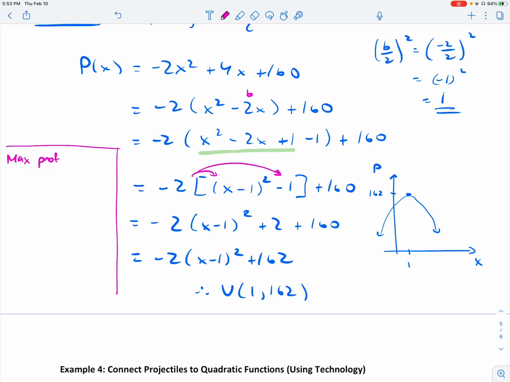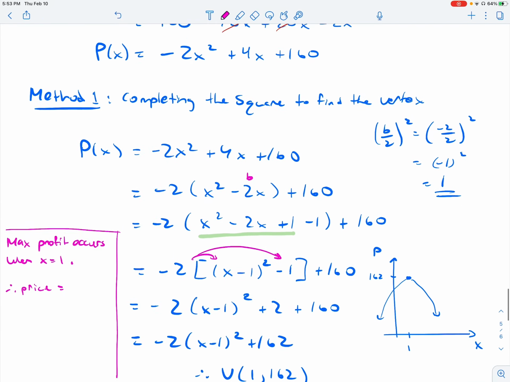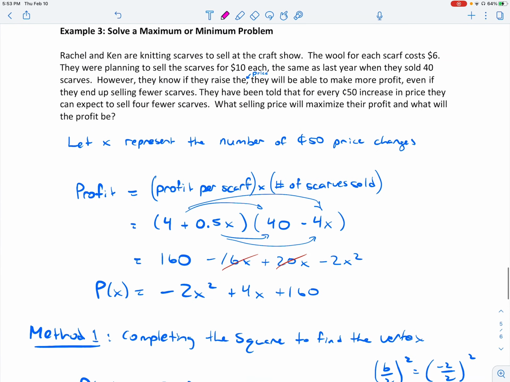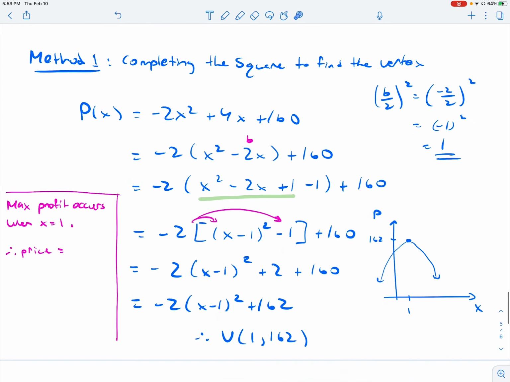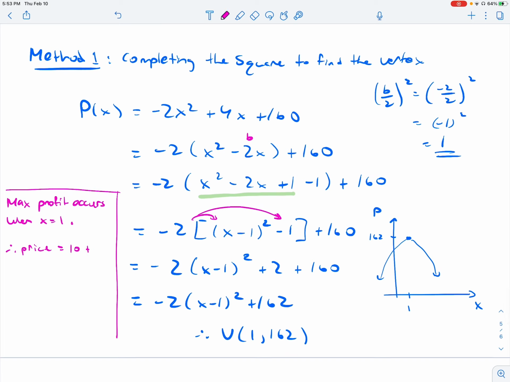So max profit occurs when x equals 1. This means the price is going to equal, remember, the scarves were sold for $10 each, and we're doing one 50-cent increase, so we're going to have 10 plus a half, because there's just one 50-cent increase. So 10.50. So that selling price will maximize profit.